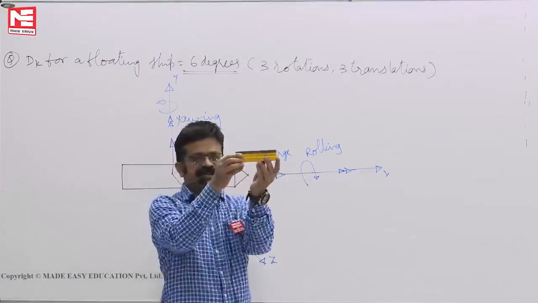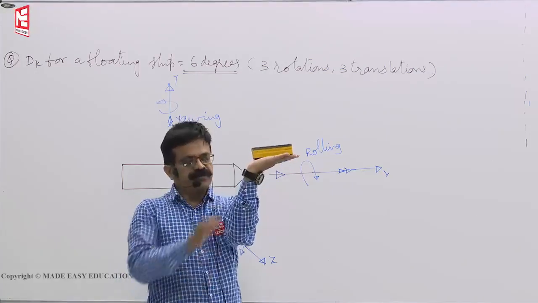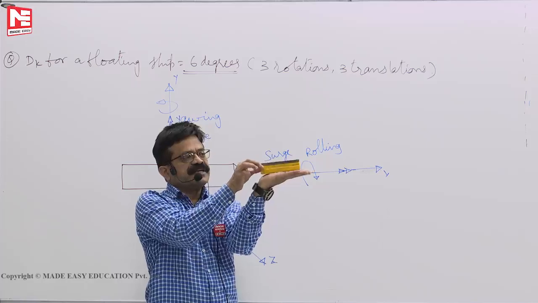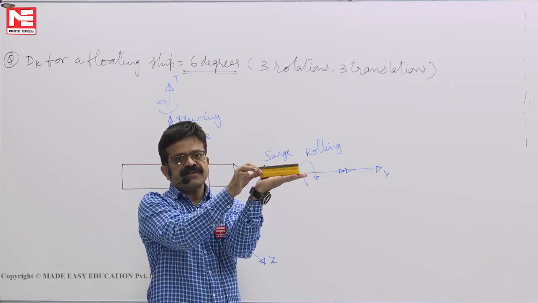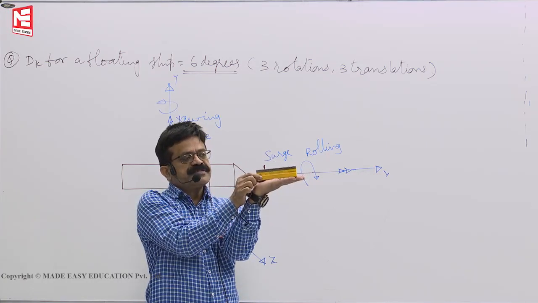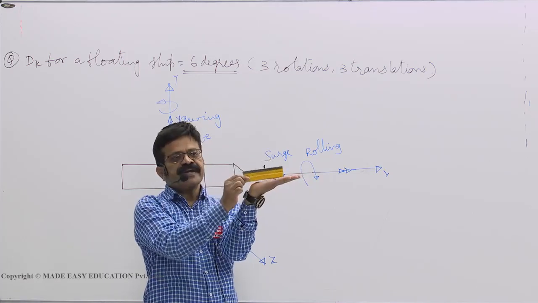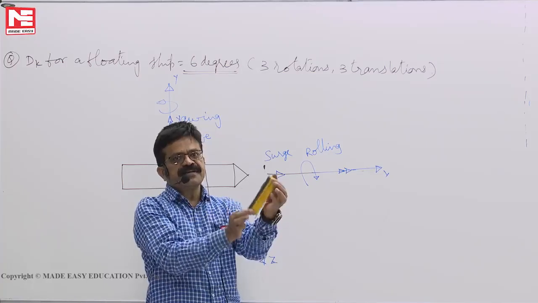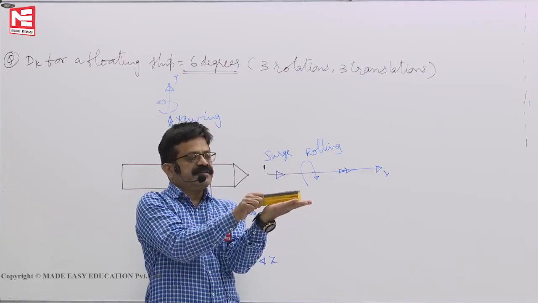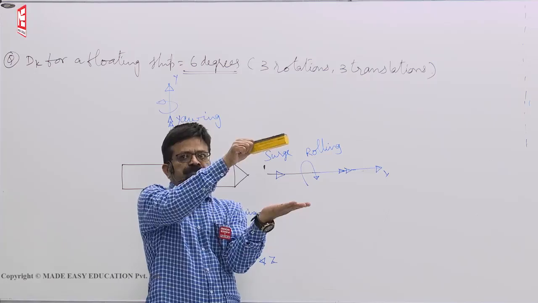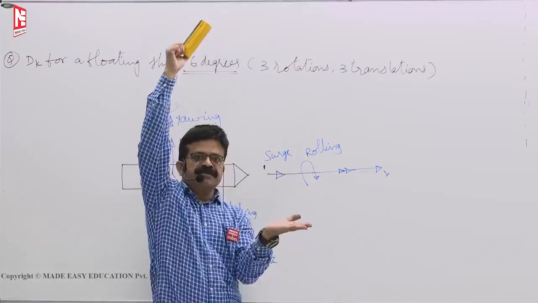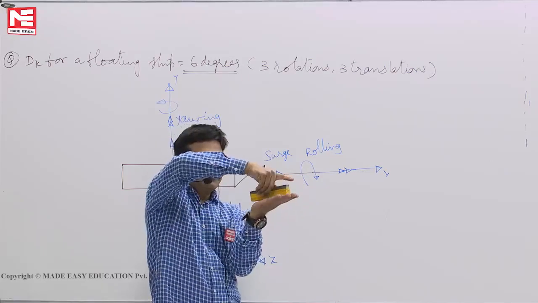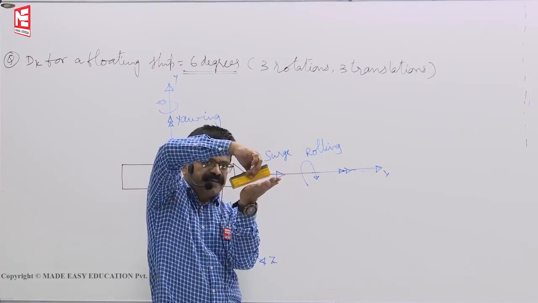This is a ship, let us say, floating in water. Move forward, surging. About that axis it rotates, that is called rolling. If it moves sidewards, it is called sway. About this axis, rotation like this is called pitching. Then above also it can move. Leaving the water, it cannot jump out. That is called heave. About that axis, if it rotates like this, it is called yawing.